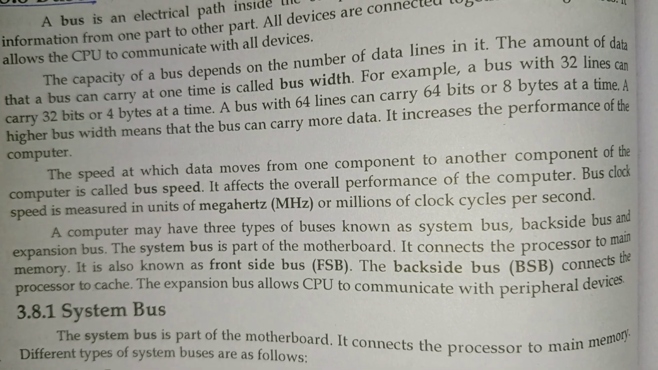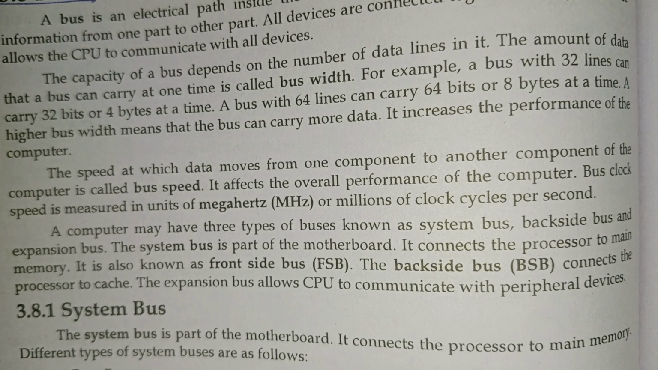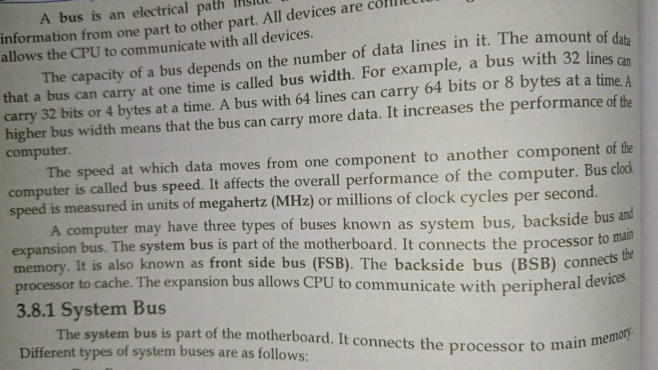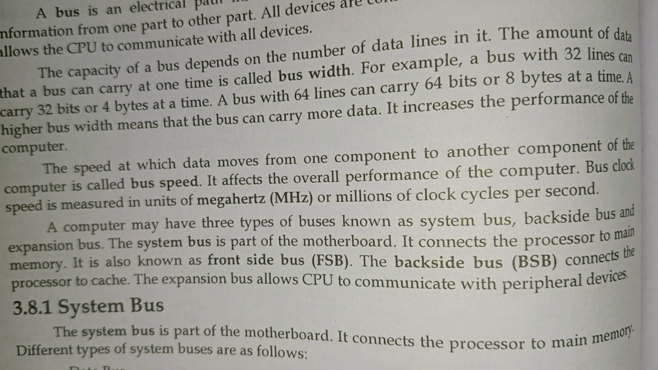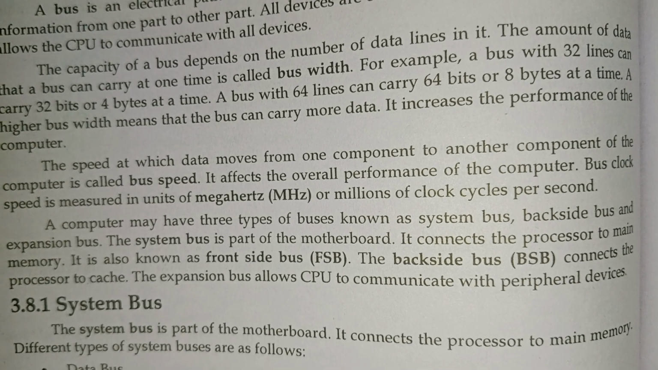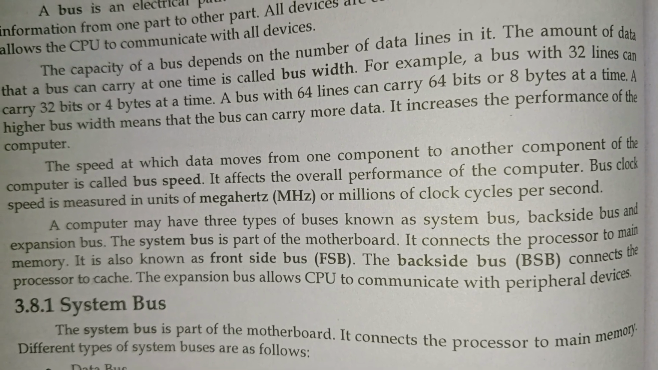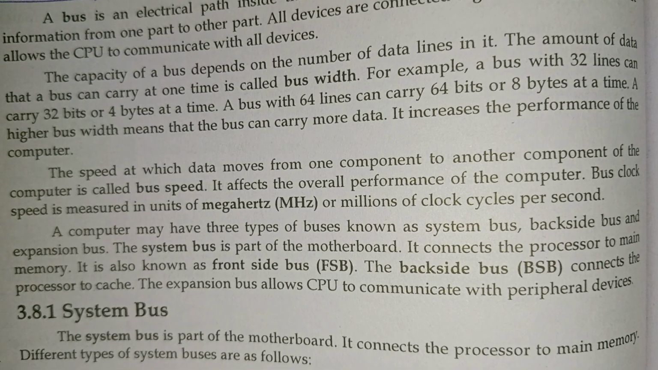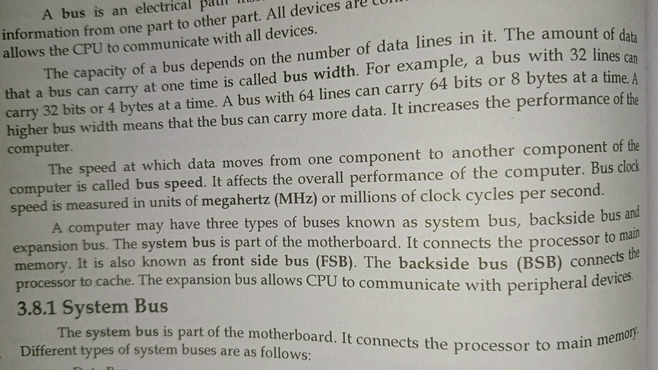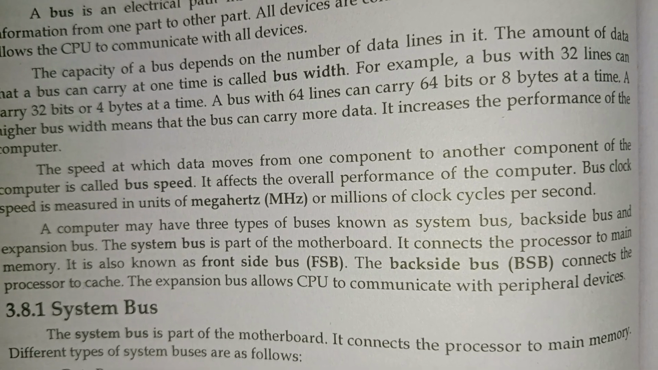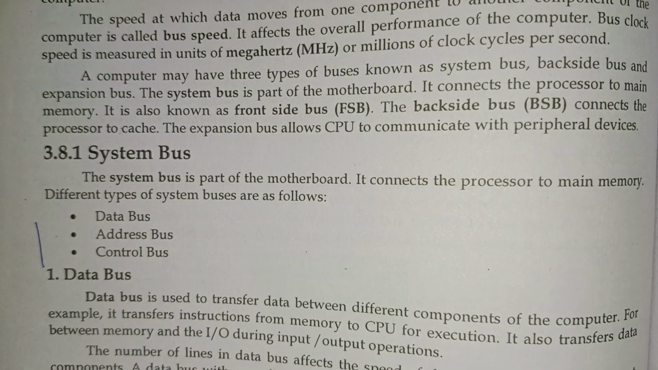The speed at which data moves from one component to another component in the computer is called bus speed. It affects the overall performance of the computer. Bus clock speed is measured in units of megahertz, or millions of clock cycles per second.